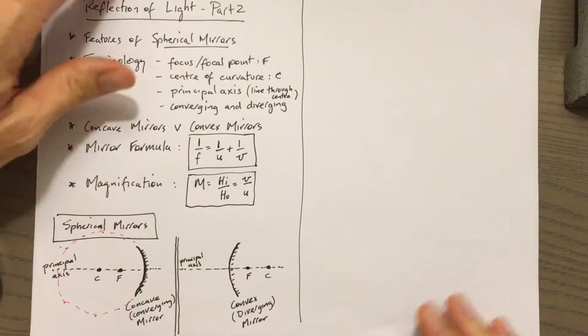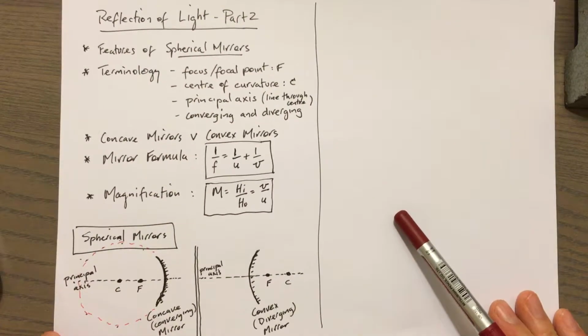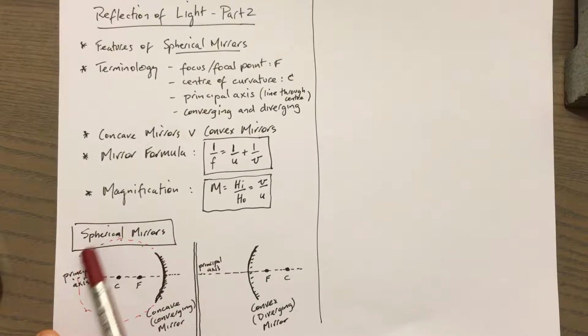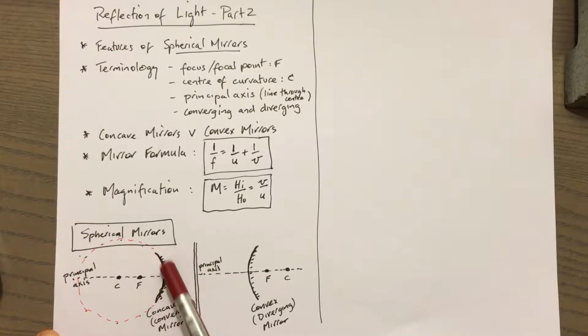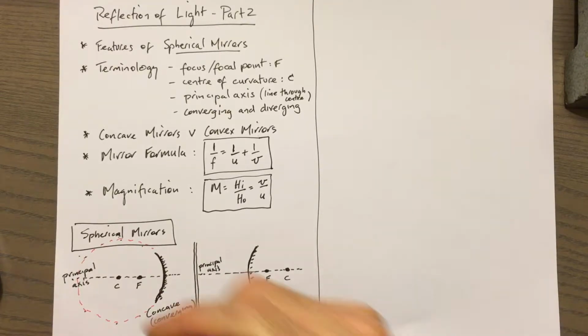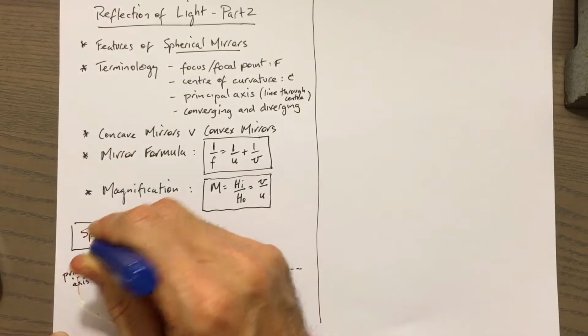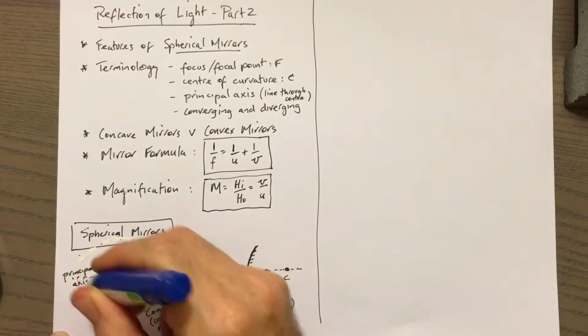Okay, so let's start by talking about spherical mirrors. You can see I've got a couple of diagrams here, so don't let this red section distract you. It's just there to show you that this thing here, which is our concave mirror, is just a section of a sphere, or a circle. So the curvature is consistent with a circle. I'll take that out of the picture because I don't want it to distract, but you can imagine the circle.